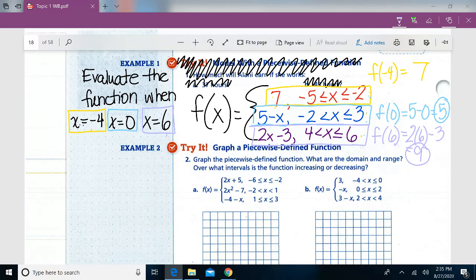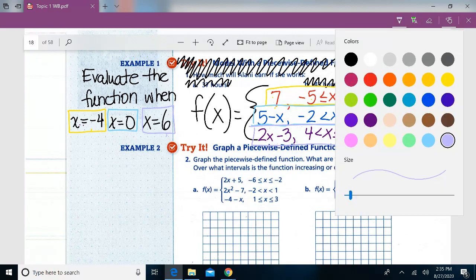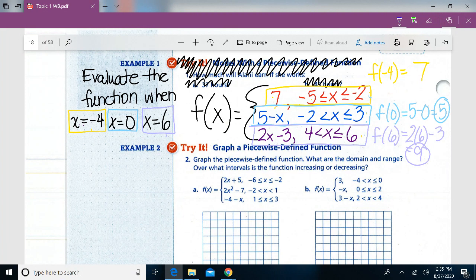Now, what would happen if I were to evaluate the function when x equals 10? Well, 10 does not fall within any of these domains. 10 is not between negative 5 and negative 2. 10 is not between negative 2 and 3. And 10 is not between 4 and 6. So the value of the function when x is 10 is undefined. So if you were asked a question like, what is f of 10 for this function, you would say undefined.